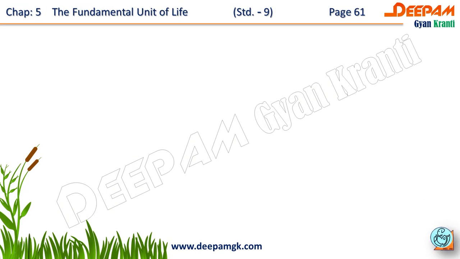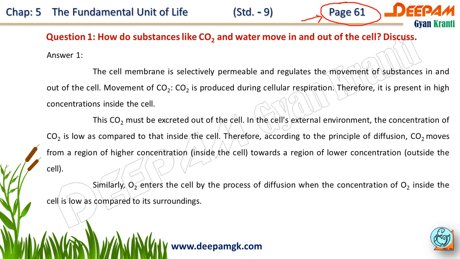Now, the second slide, and on this slide we are going to talk about the questions given on page number 61. The first question on this page is: how do substances like CO2 and water move in and out of the cells? You may also see H2O, because sometimes if the teacher wants to confuse you, he can write H2O. Once again I read the question: how do substances like CO2 and water move in and out of the cells? Move in and out means how they go outside and inside. Discuss.